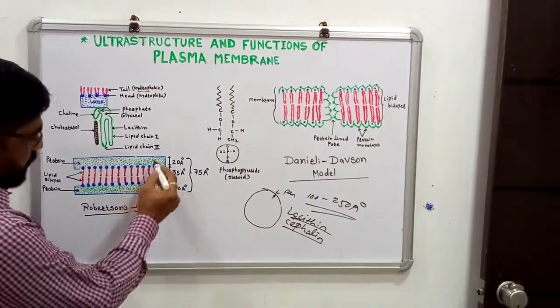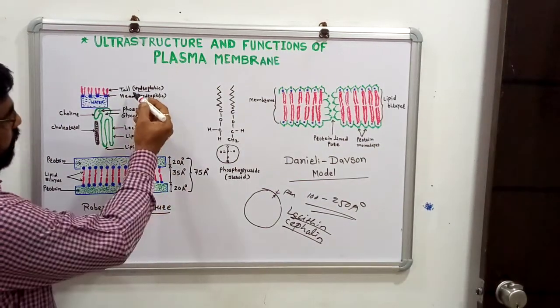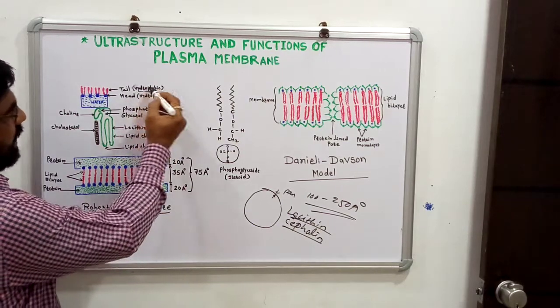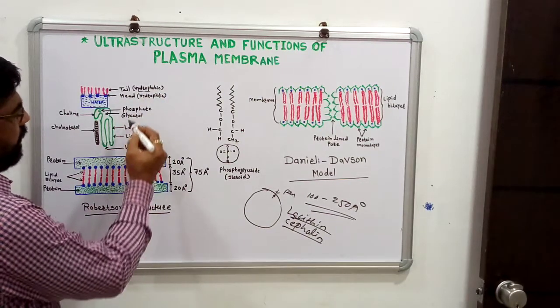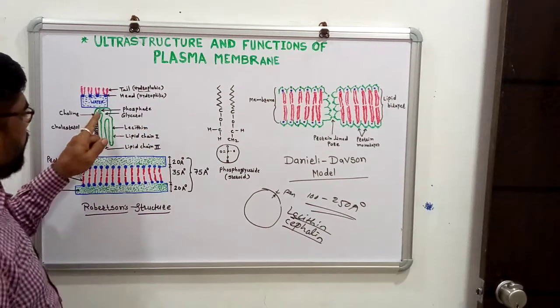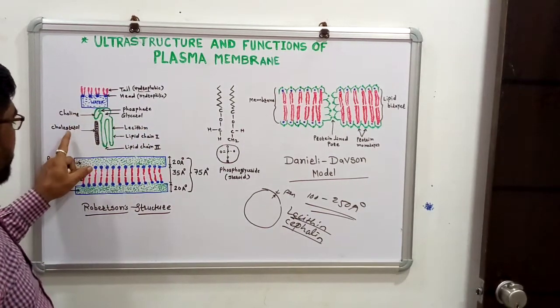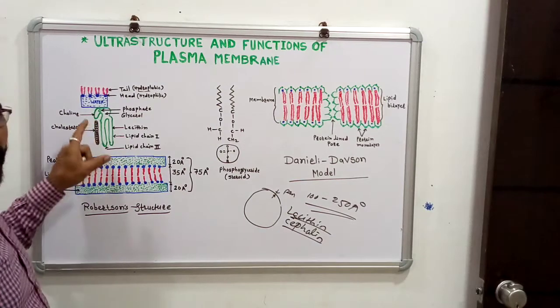So according to the trilaminar structure, the tails are hydrophobic and the heads are hydrophilic, and a phosphate group is attached to the choline, along with the protein, and cholesterol is also present in the form of steroids.